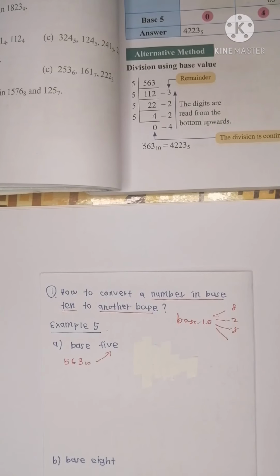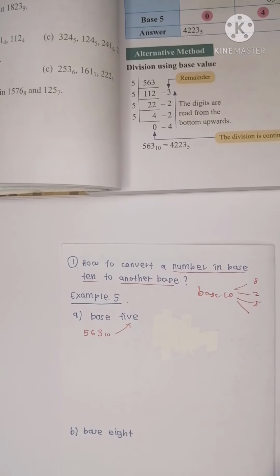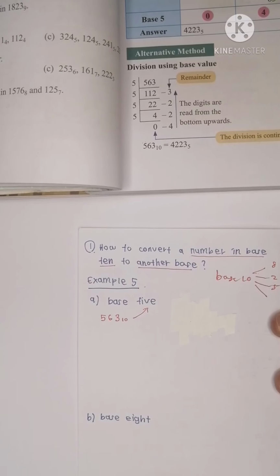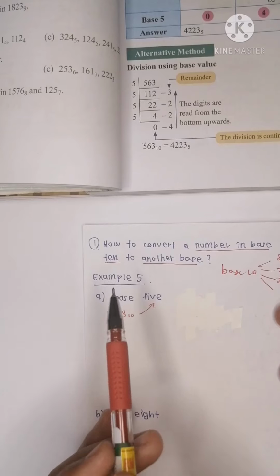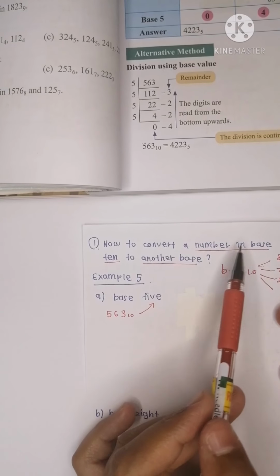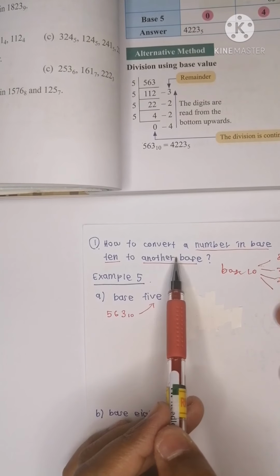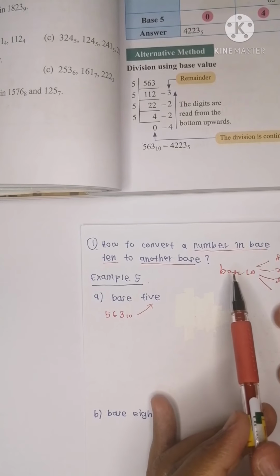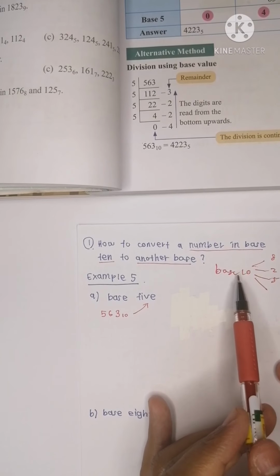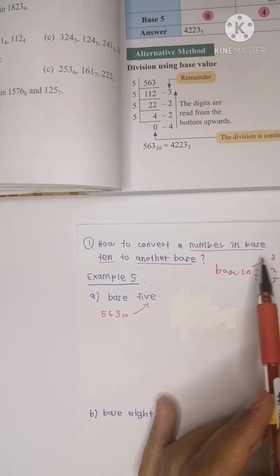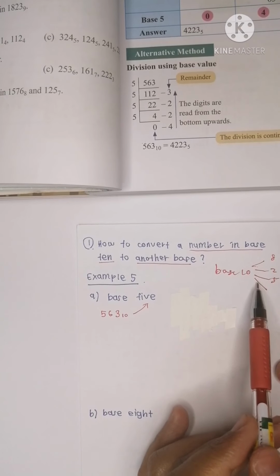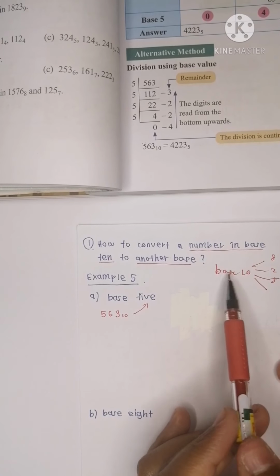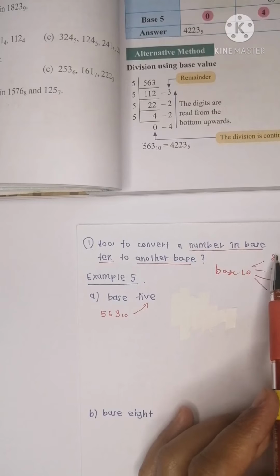Okay, for today's video, we will continue chapter 2, which is number bases. The first lesson is how to convert a number in base 10 to another base. This means the question gives you base 10 and asks you to convert into base 8, base 2, base 5, or any base other than base 10. So, from base 10 to another base.